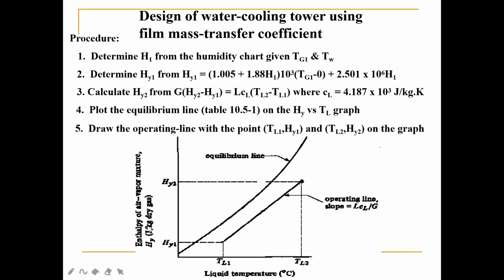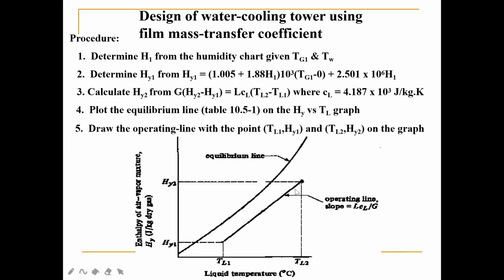This is a graph of enthalpy of the air-water vapor mixture on the y-axis, and you have the liquid temperature on the x-axis. TL2 being the initial temperature of the water that comes into your cooling tower, and TL1 is the target temperature. So when you plot, this is the equilibrium line you draw from table 10.51, and when you plot the points TL1 and HY1, you will get this point. And when you plot TL2 and HY2, then you will get 2 points.